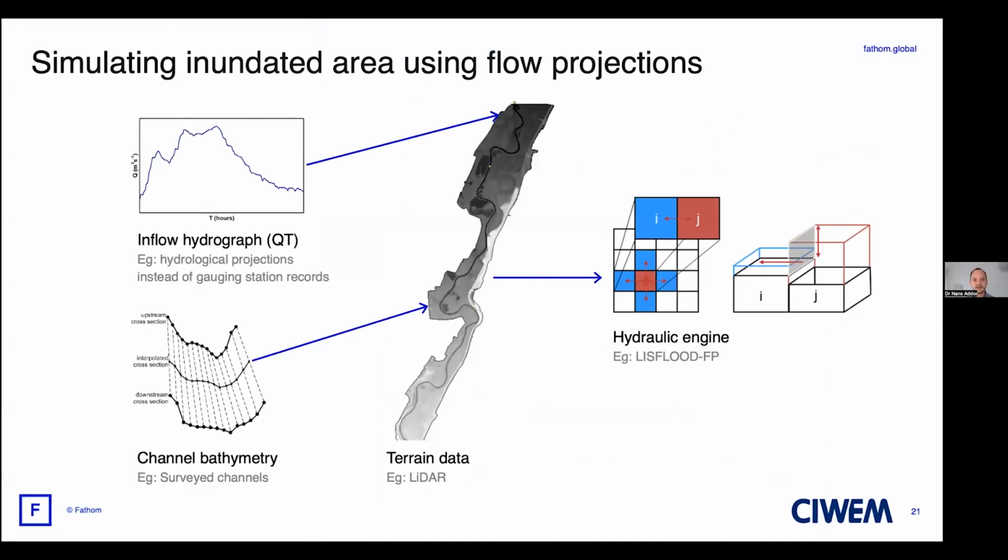So how do we then simulate inundations? Well, I saw this slide from the previous webinar. And for the previous webinar, the recommendation was to use gauging station records as an inflow hydrograph. Instead of this, one can use hydrological projections, so simulations from hydrological models driven by climate models, and by combining them with channel bathymetry and terrain data and feeding them into a hydraulic model, one can actually generate a hazard map under climate change. So this is one approach, but for dataset Global 3, we've selected a different approach, and I'll let my colleague Natalie tell you about it.